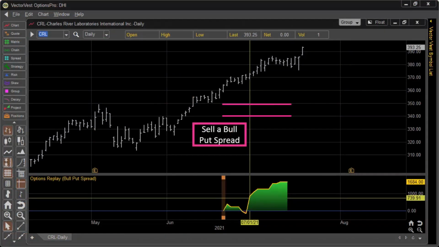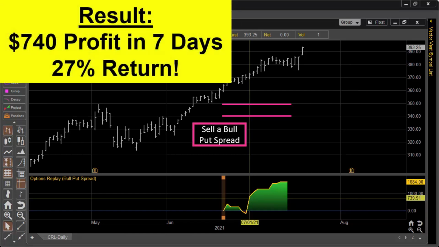Now, you can see that the result of this trade was a $740 profit in 7 days. That's a 27% return on your money. And the great thing about this type of trade is that you only have to put up about $3,000 in margin to place this trade. That's not your risk. That's just the margin requirements to place this trade.